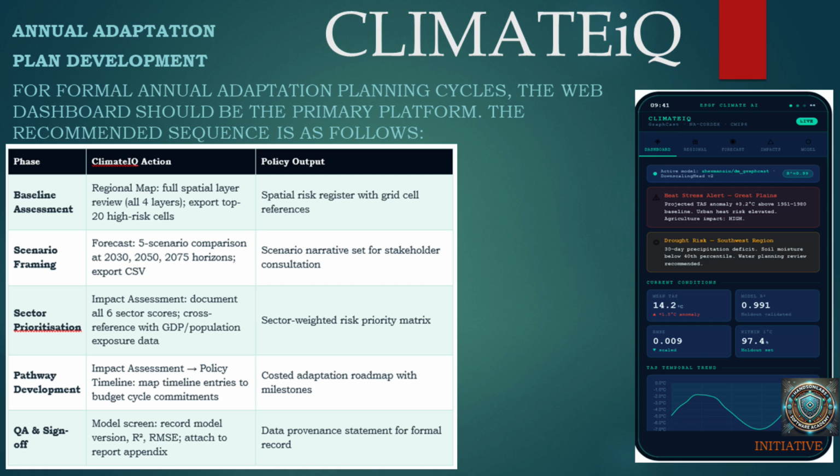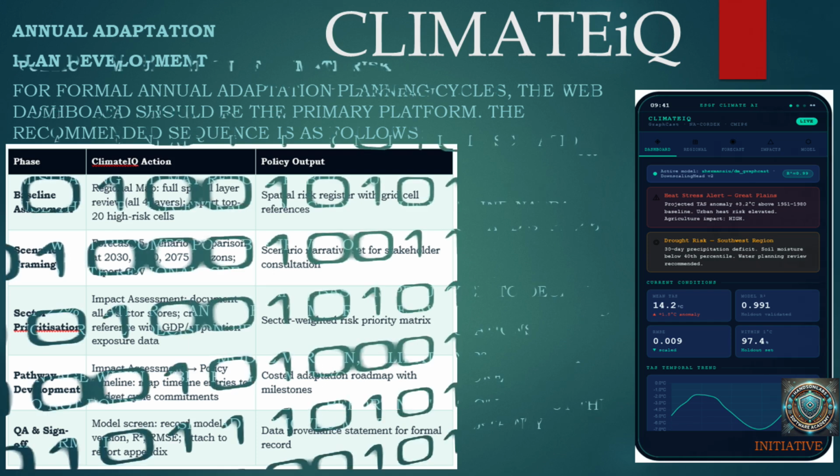For brevity, we're just going to look briefly at them. You have the baseline assessment with about 5 rows there: baseline assessment, scenario framing, sector prioritization, pathway development, and QA and sign-off respectively. So quickly, let's move to the next item here.